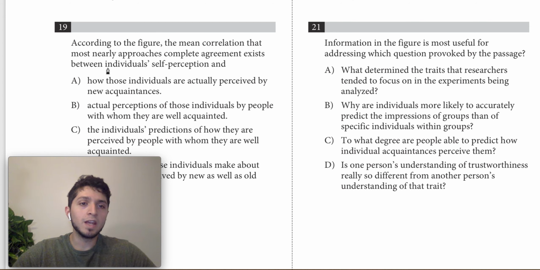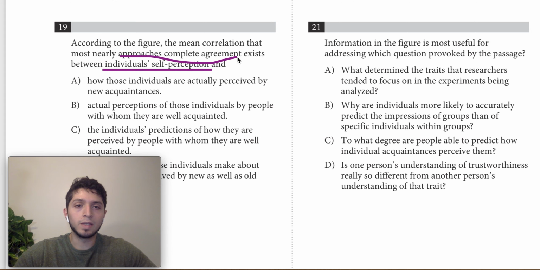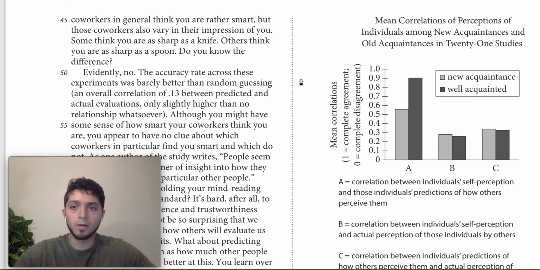Before we do, let's get a sense of what it is that we're looking for. So we're talking about individual self-perception, and we want to compare that self-perception to something else, and we're looking for the mean correlation that most nearly approaches complete agreement. So approaches complete agreement. We want to keep those two things in mind. First, let's get a sense of what the graph is about.